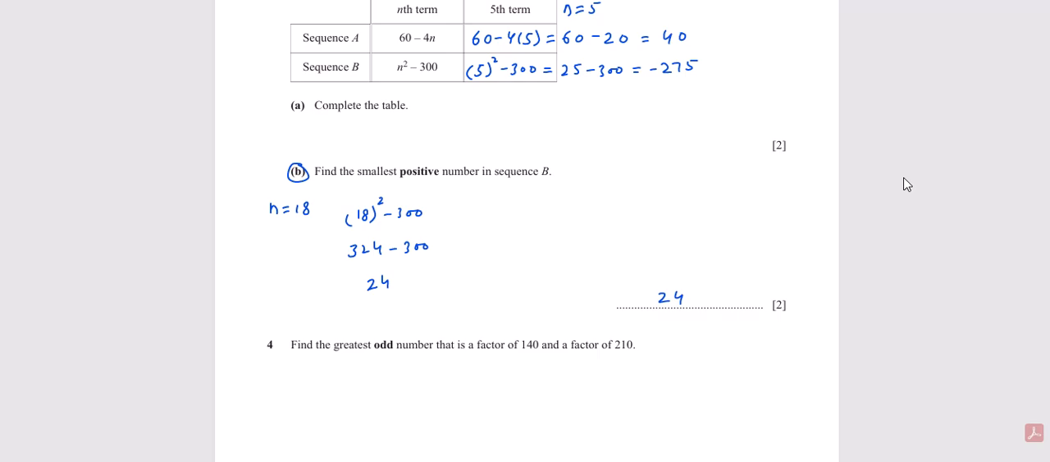If we put 17 here, we get a value smaller than 300. So from this question we have to find a positive number. So only 18 gives the smallest positive number, where we get a positive answer after subtracting 300.